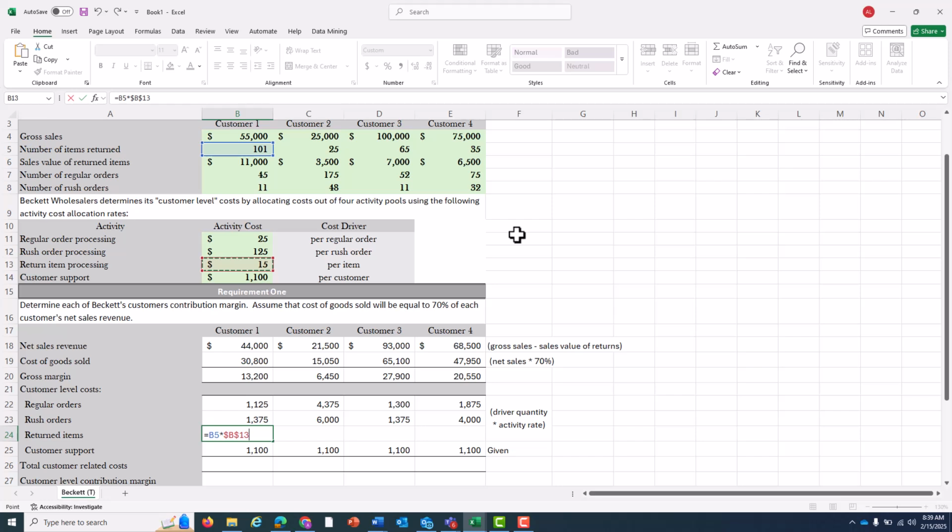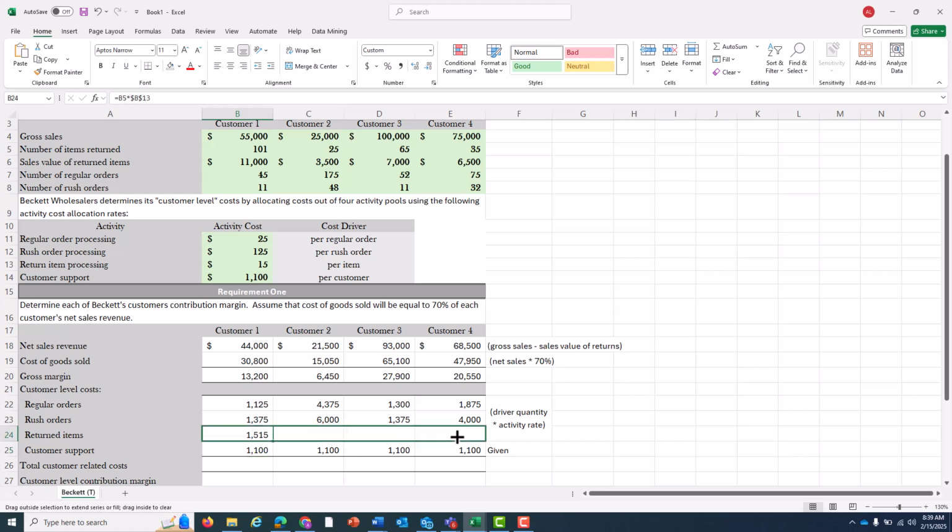So for customer number 1, 101 items returned at a rate of $15 per item means that we incurred $1,515 worth of activity costs for dealing with all of the furniture that customer 1 sent back to us during the period. And now I can fill handle because I have it properly set up, multiplying each customer's number of items returned by the rate of $15 per item. It displays to us that customer 2, who returned 25 items at $15 per item, caused us to incur $375 in activity costs for dealing with the return inventory we had from them, and it would be $975 for customer 3 and $525 for customer 4.